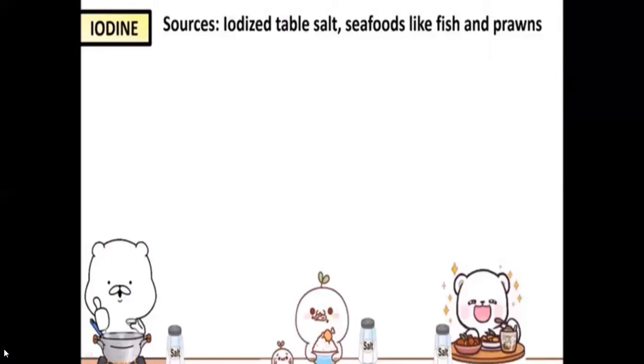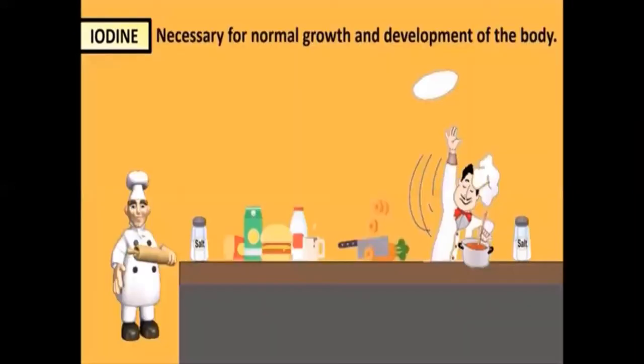Iodine. Iodine we get from iodized table salt, seafood like fish and prawn. Fish and prawn, they are aquatic animals and we get these from the sea or oceans, and sea water is always salty, so we get salt from seafood like fish and prawn. Now, why is it necessary for our body? Because it is necessary for normal growth and development of our body.